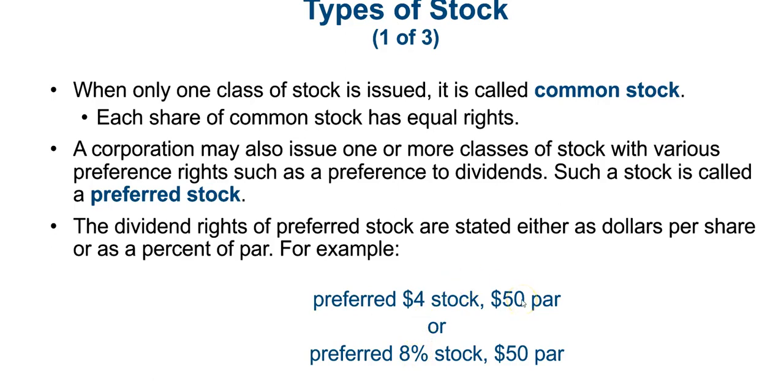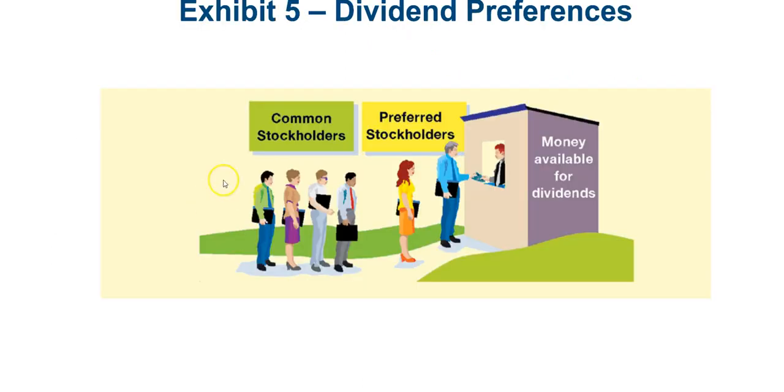Now, sometimes you may have preferred stock that is cumulative, meaning that if you don't pay them their dividend one year, then the next year you're going to have to go back and pay them last year's and the current year's. So that's what that means. So I've got common stock and preferred stock. Common stock gets to vote. Preferred stock does not. However, what they do get is access to the money first.